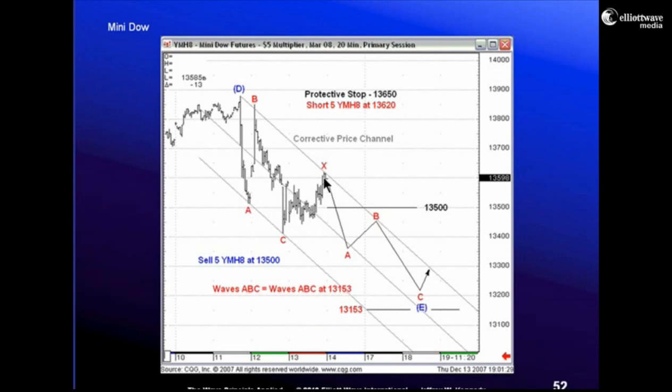I suspect it's an X wave, which is why I label it a wave X, but I also recognize from a trading perspective that the market is giving me potentially another opportunity to sell another 5 contracts, which is why you see the sell order here, sell 5 at 1350. In other words, the market's giving me another opportunity I want to take advantage of as a trader. Simply put, A, B, C, X, and then we push lower.